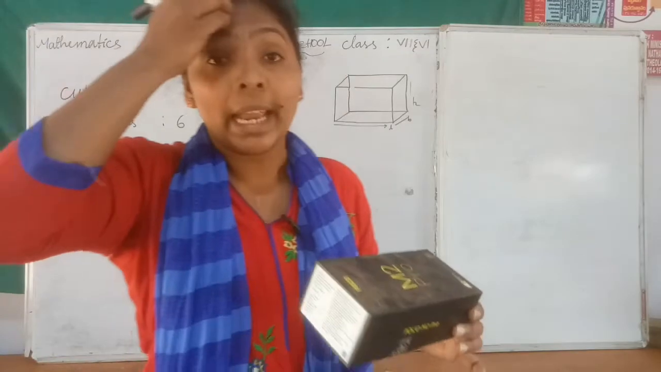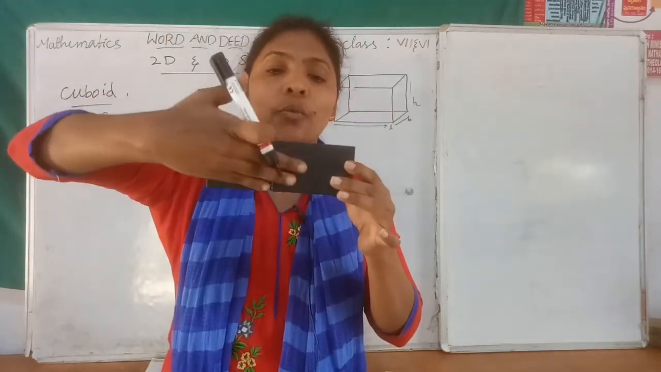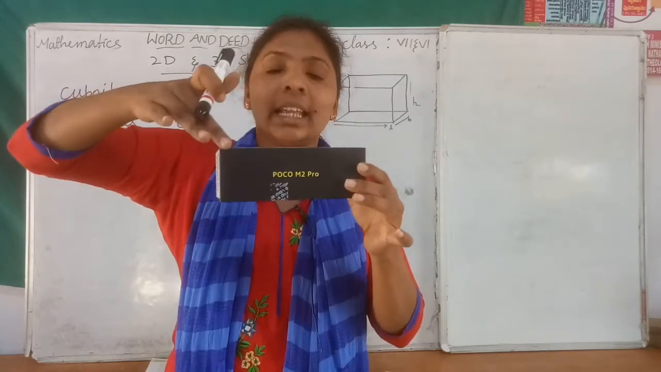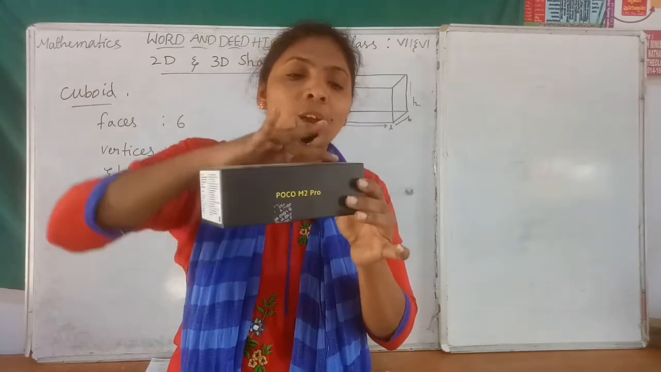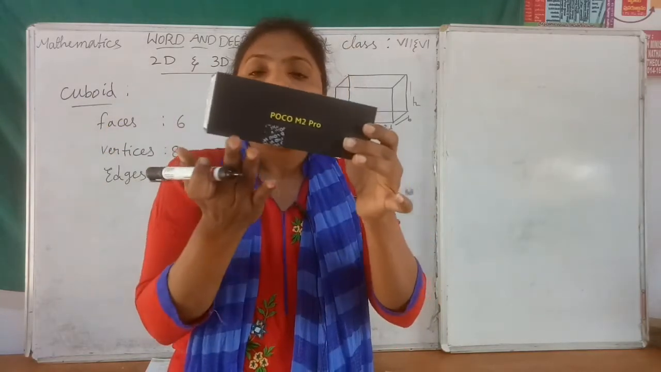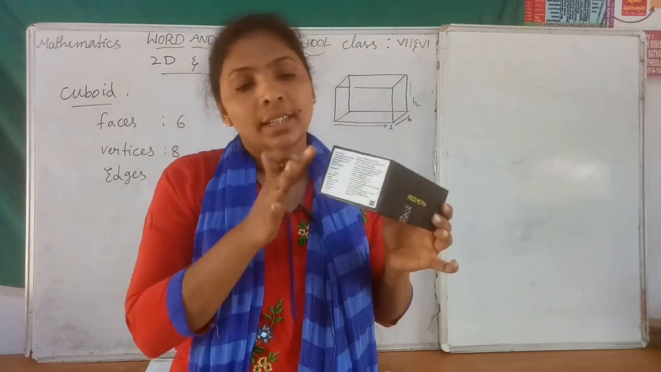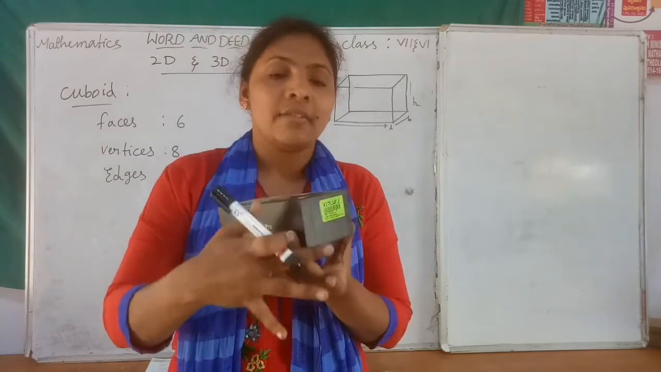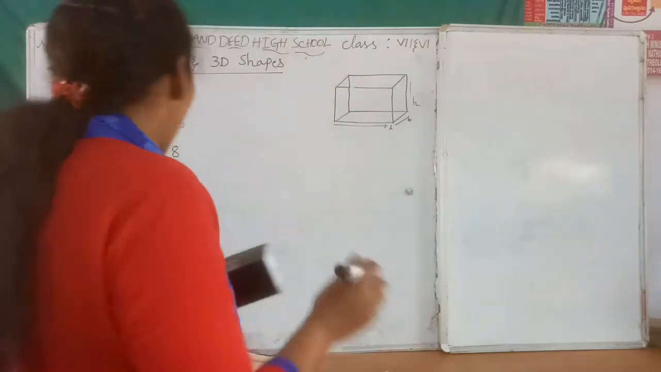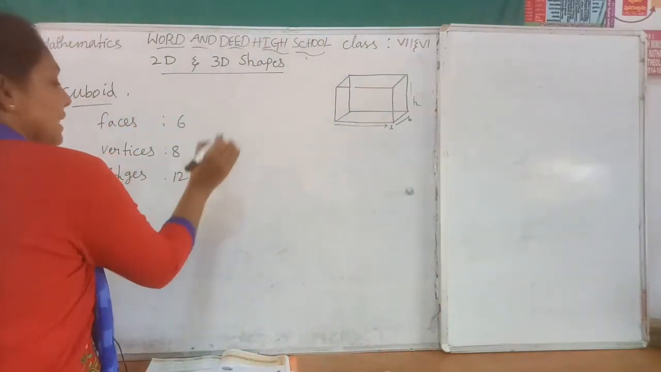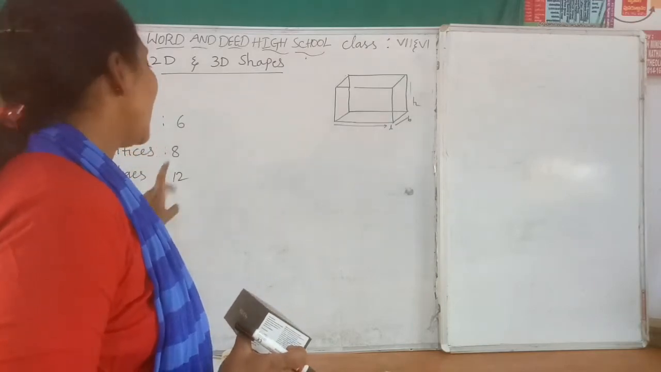Next, edges. How many edges do we have, children? See, where 2 faces join, that is an edge. So 1, 2, 3, 4, 5, 6, 7, 8, 9, 10, 11, 12. Totally in this cuboid we have 12 edges. How many edges, children? 12 edges. So 6 faces, 8 vertices, 12 edges.